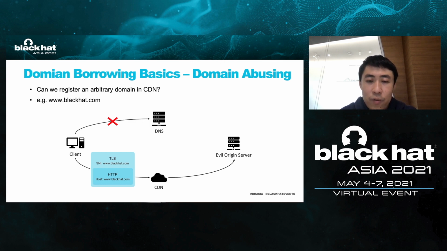For example, we can register blackhat.com in CDN. When we skip the DNS resolution and force a connection to the CDN edge server, we can set blackhat.com in the HTTP request host header, and the CDN will route back to our evil origin server.